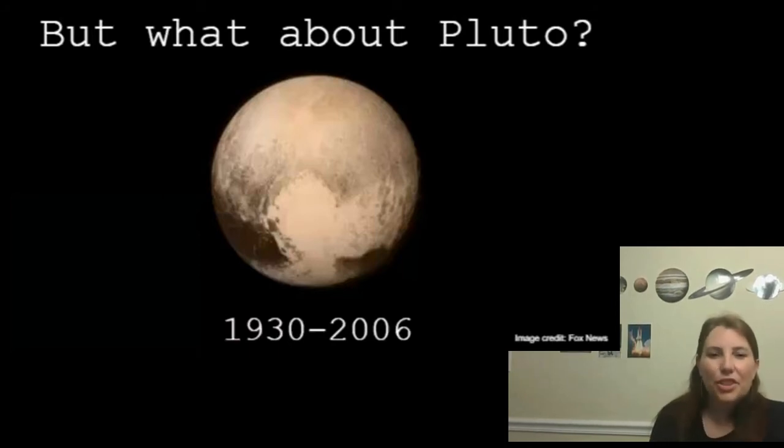Back in 1930, about 90 years ago, a young man who's an astronomer, someone who studies space, discovered something far away in the sky. He and some other scientists decided it must be a ninth planet. And for 76 years, that's exactly what people thought. It's exactly what your parents and I learned when we were in third grade, and they taught us all about the nine planets.